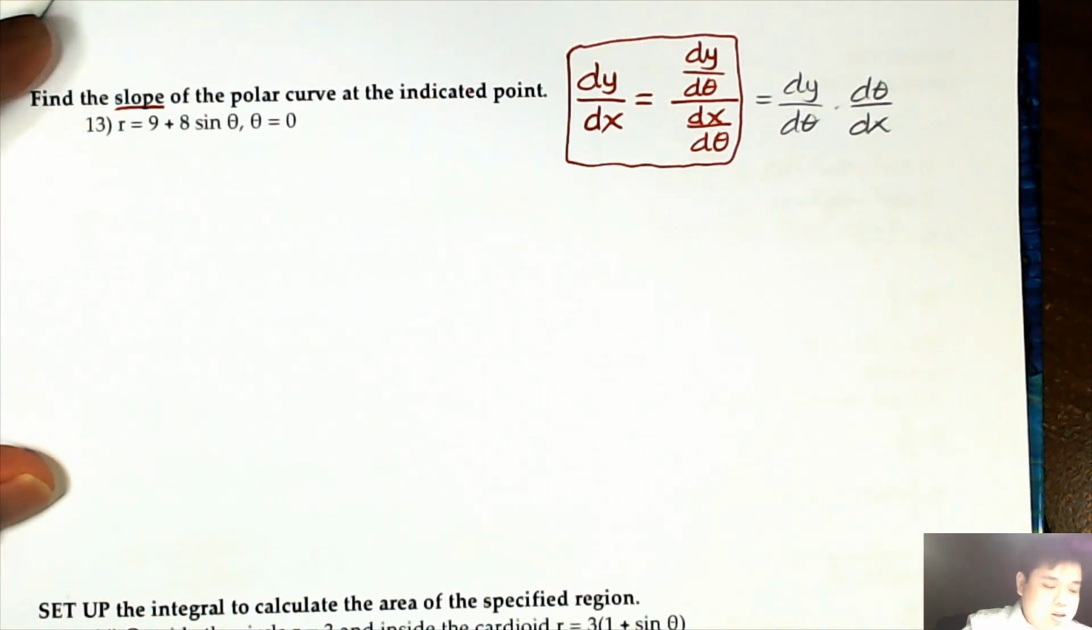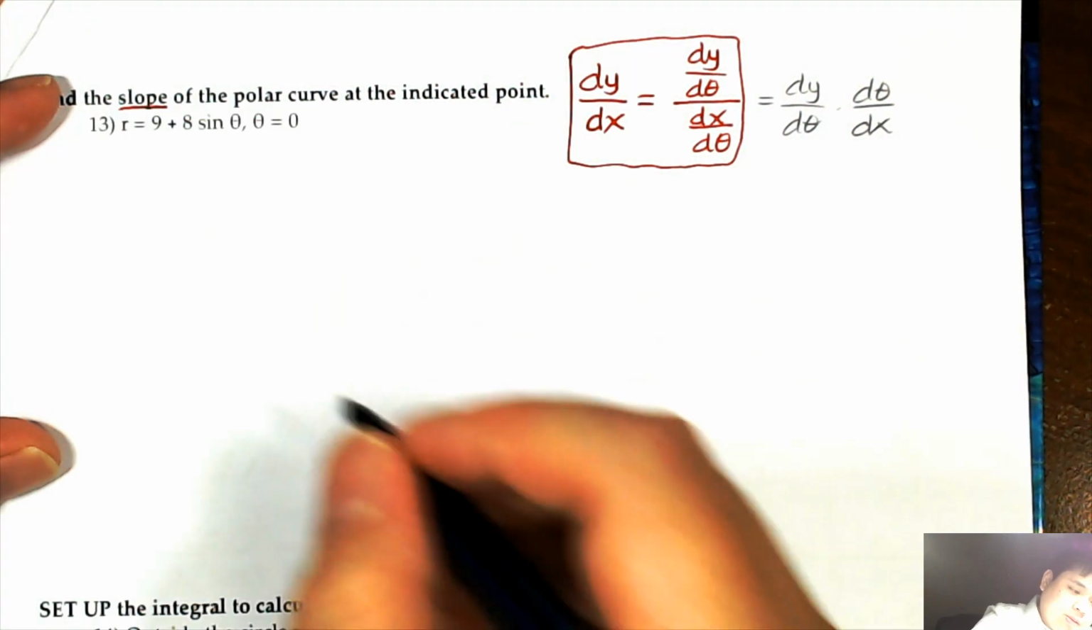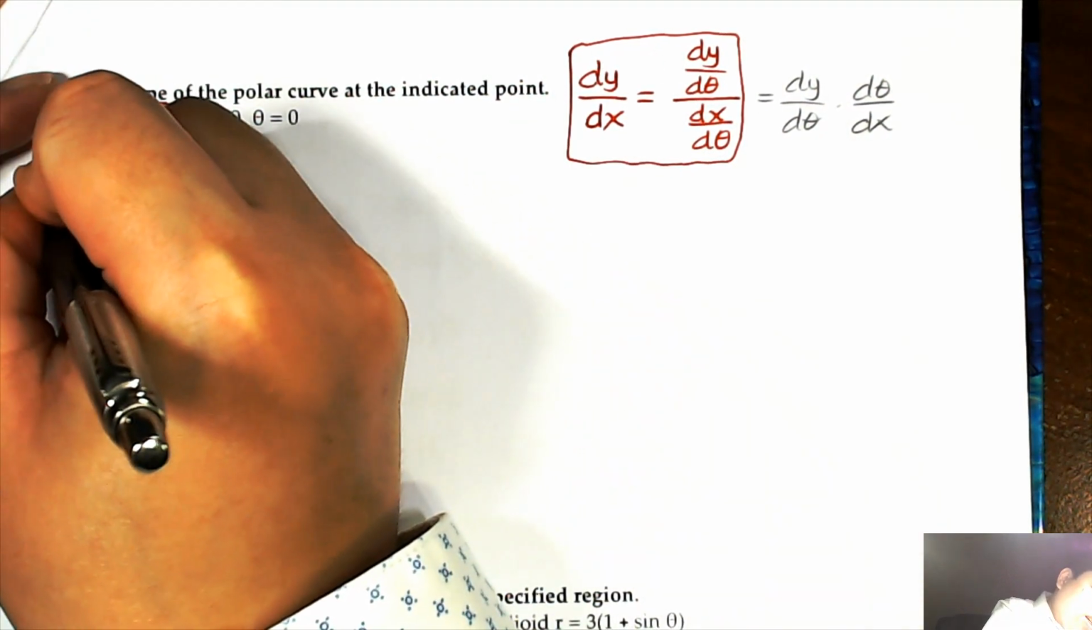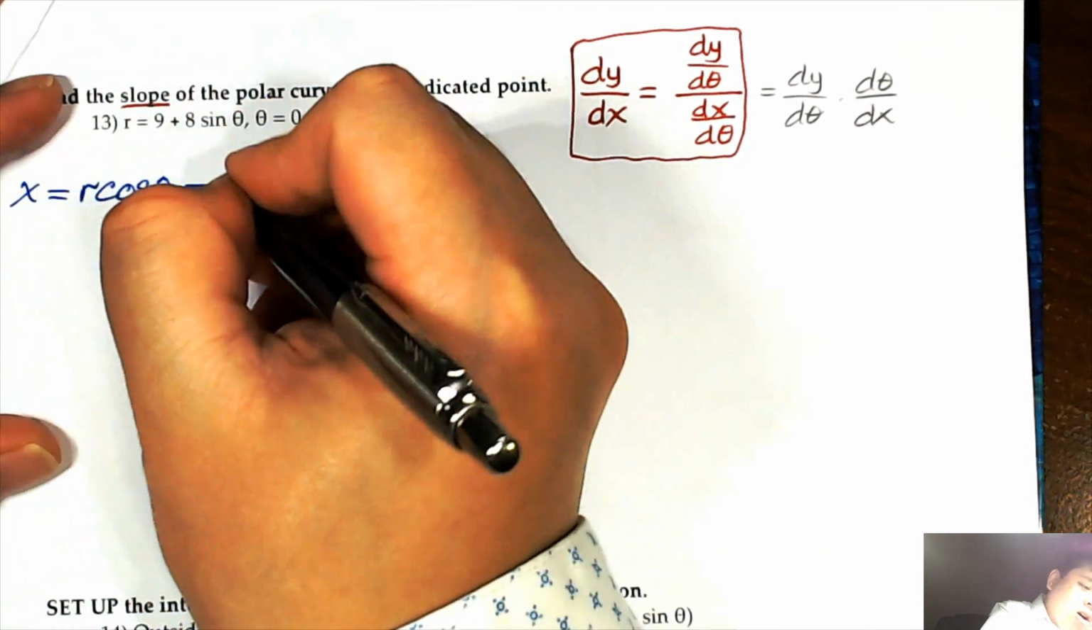So we start with something fundamental. x is equal to r cosine theta. r is this.